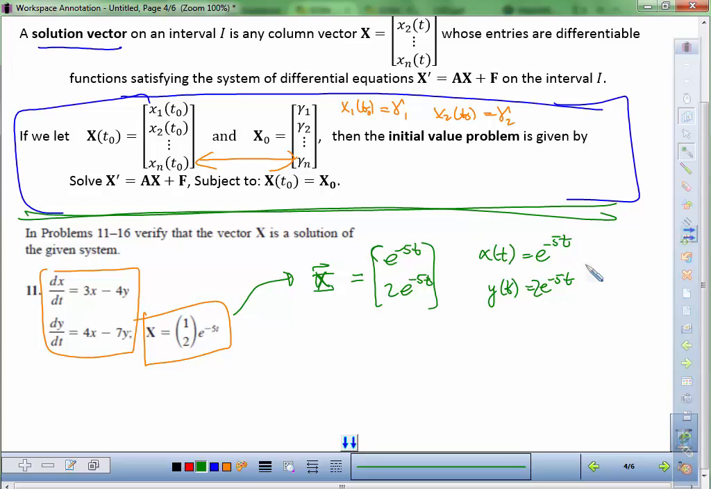Now that you know that, you just plug it into the differential equation, into the system. So they want the derivative of x and the derivative of y. Let's figure those out. Let's call this x prime of t. The derivative of this is e to the negative 5t times minus 5. And then the derivative of y is minus 10 e to the minus 5t.